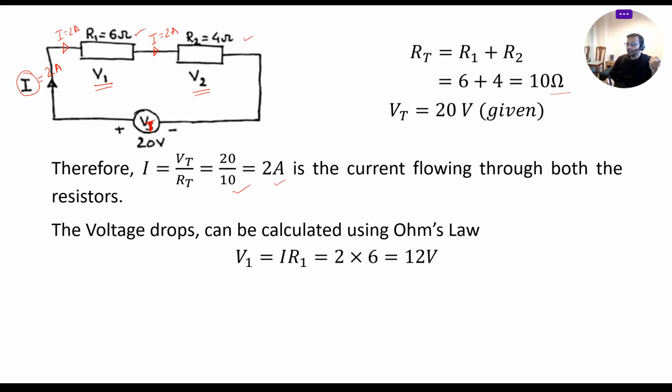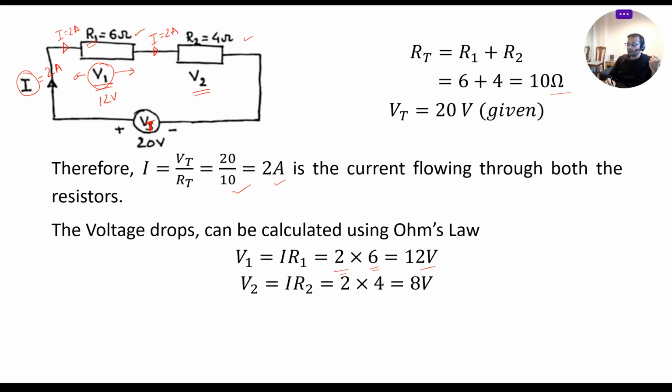So V1 is your current multiplied by R1, right? V1 is the voltage drop across R1. It will be current multiplied by R1. Current is 2, R1 is 6, so it gives us 12 volt. So 12 volt is the voltage drop across the first resistor.